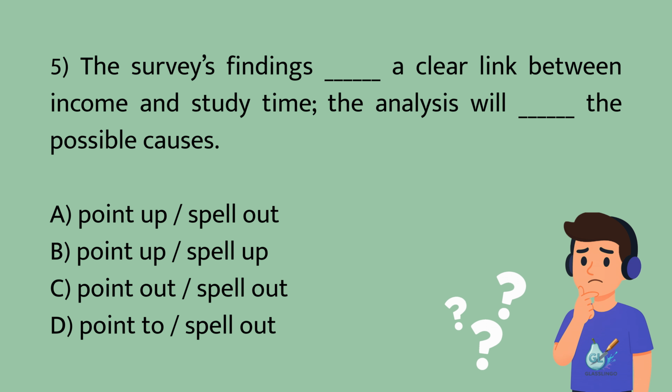The survey's findings blank a clear link between income and study time. The analysis will blank the possible causes. The options are A, point up / spell out, B, point up / spell up, C, point out / spell out, or D, point to / spell out.